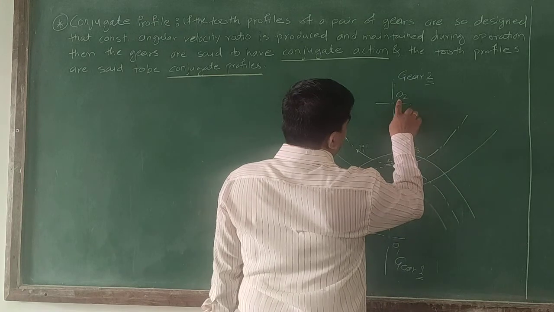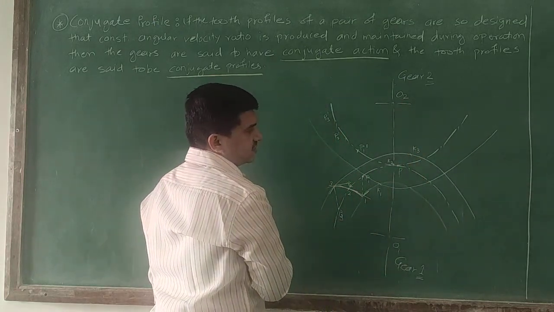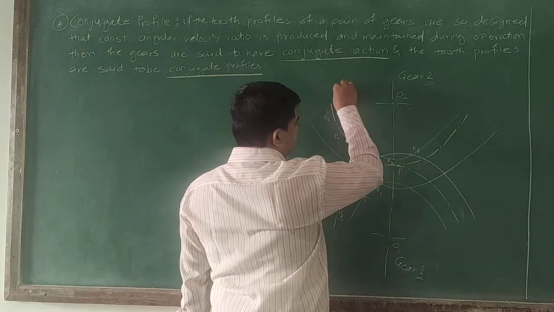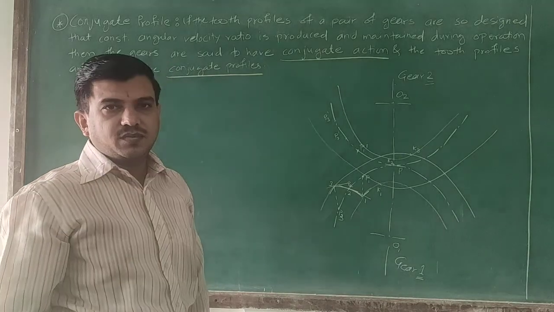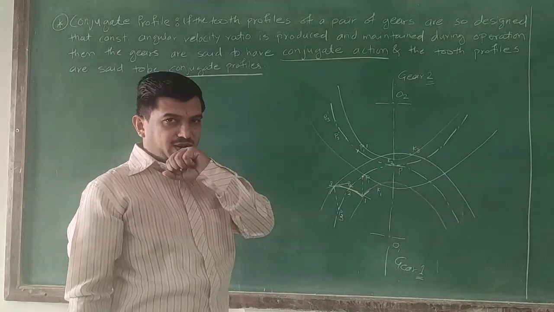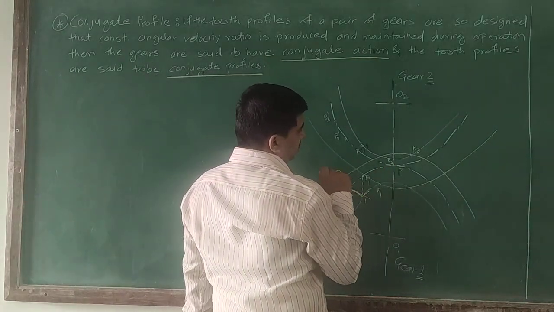Then with O2 as center and O2K3 as a radius, we will draw another arc which will be passing through K3. Are you getting me? So the next arc also we have drawn. Now see, what we will do again.